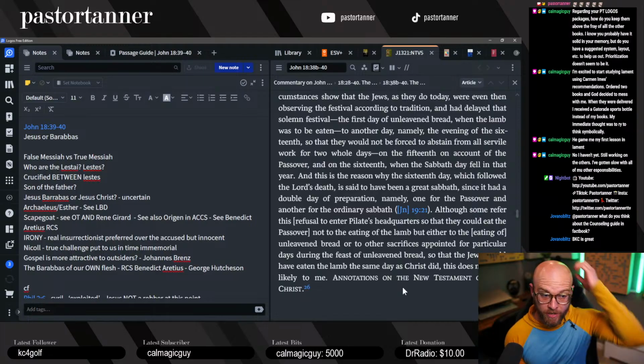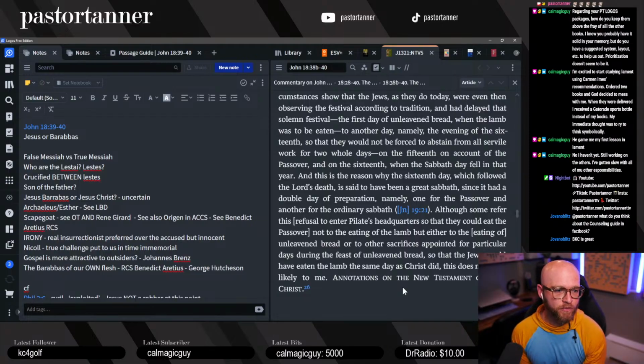And this is the reason why the 16th day, which followed the Lord's Day, is said to have been a great Sabbath, since it had a double day of preparation, namely, one for the Passover and another for the ordinary Sabbath. Although some refer this refusal to enter Pilate's headquarters so they could eat the Passover, not the eating of the lamb, but either to the eating of unleavened bread or other sacrifices. So the Jews would seem to have eaten the lamb. This is detail I don't need.